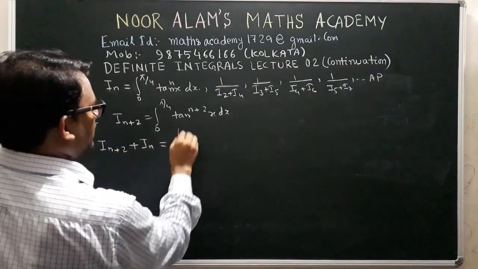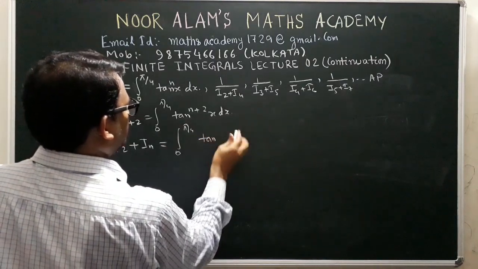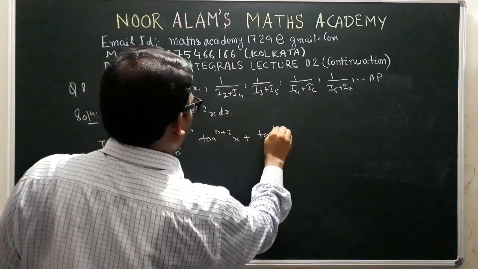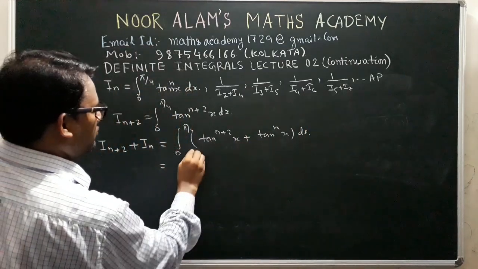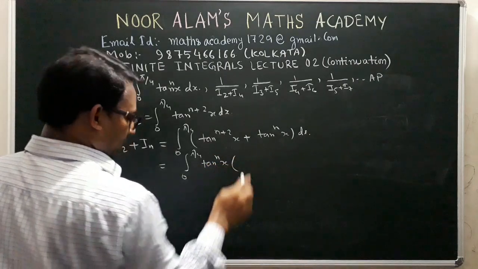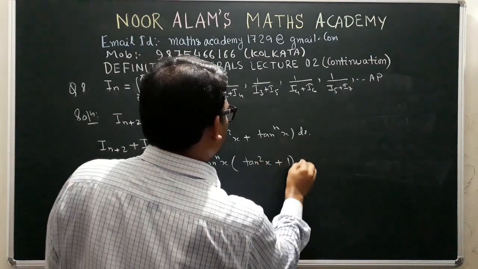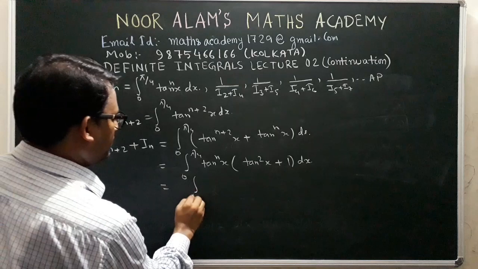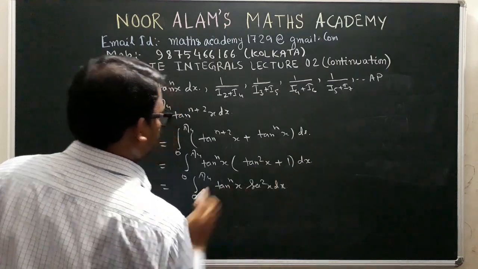So we get 0 to pi by 4, taking common. Therefore we have tan^(n+2)x plus tan^n x, then dx. Now from these two terms we can take common tan^n x. So in the bracket we have tan square x from here, and from here we have 1. So you know the formula, 1 plus tan square x is nothing but sec square x. So we get tan^n x sec square x dx.